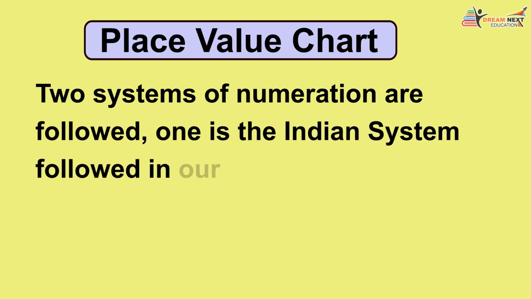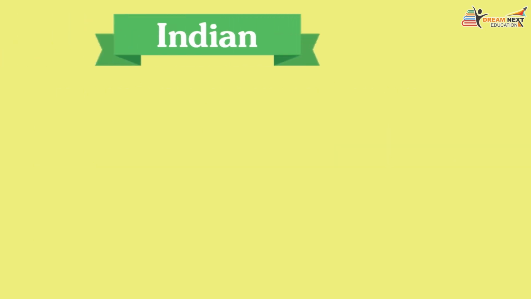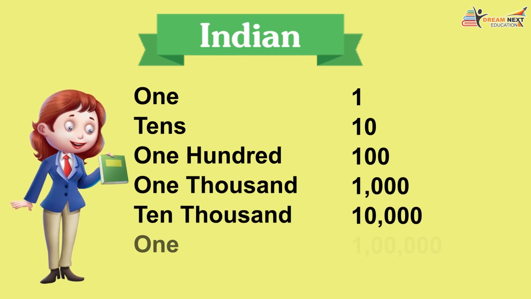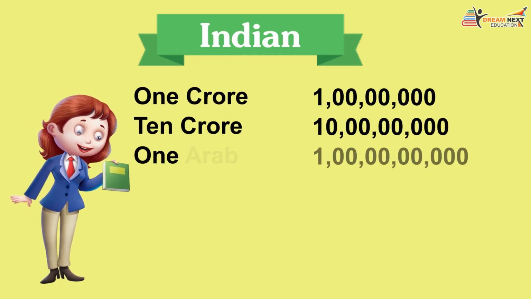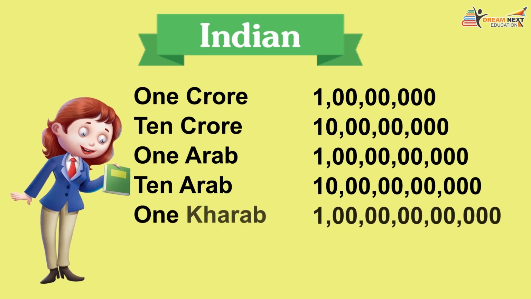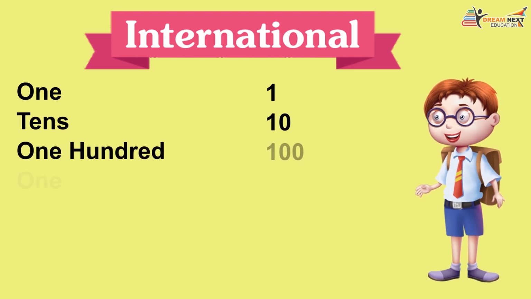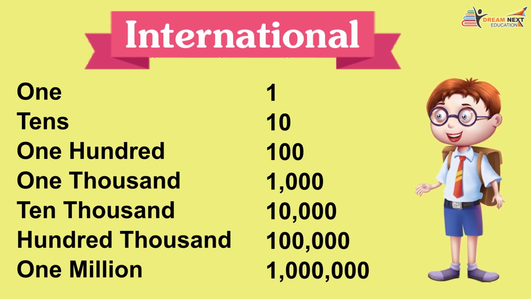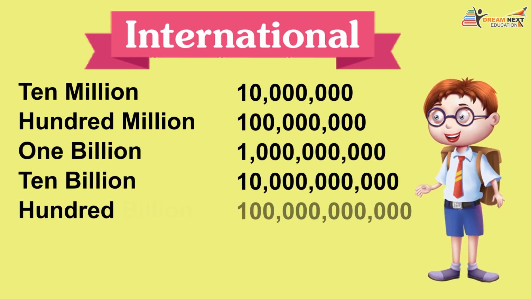One is the Indian system followed in our country and the other is the international system followed worldwide. Indian: 1, tens, 100, 1000, 10,000, 1 lakh, 10 lakh, 1 crore, 10 crore, 1 Arab, 10 Arab, 1 kharab, 10 kharab. International: 1, tens, 100, 1000, 10,000, 100,000, 1 million, 10 million, 100 million, 1 billion, 10 billion, 100 billion, 1 trillion.